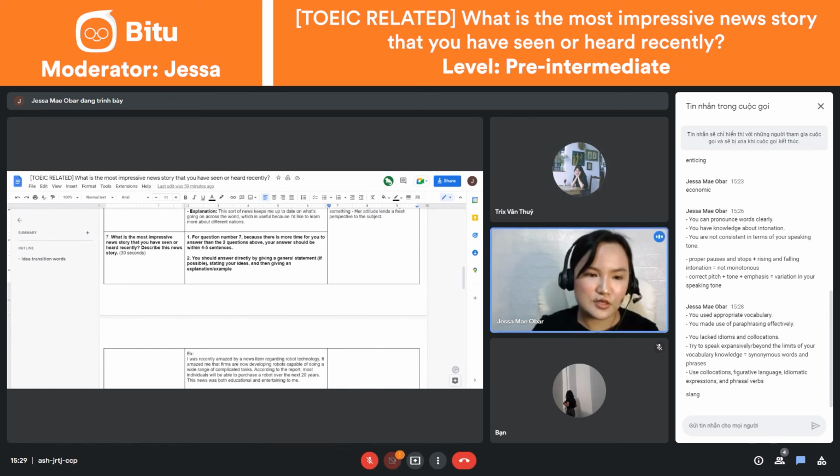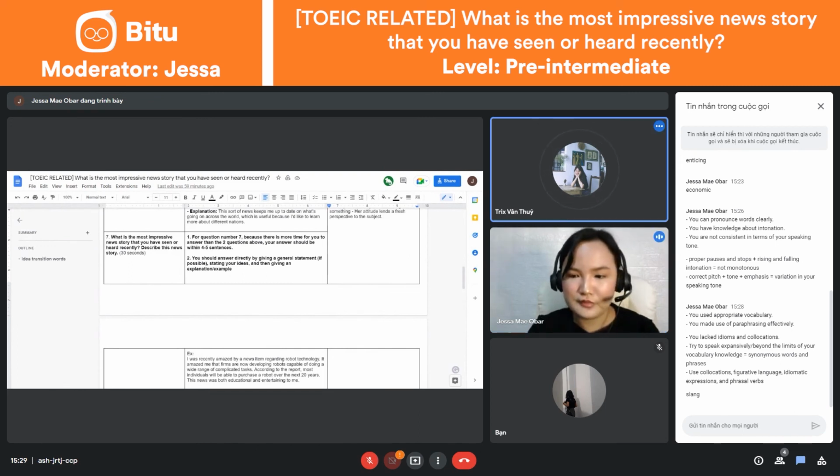In terms of grammar, Tricks, what I like about you is that you are really mindful of the subject verb agreement in your sentences, and they're correct. And you can construct both simple and compound sentences, but most of your grammar verb tenses are repetitive. Your sentences are mostly only simple and compound ones.